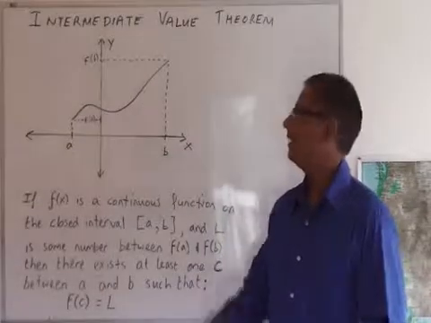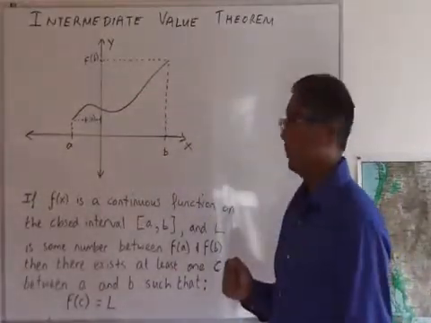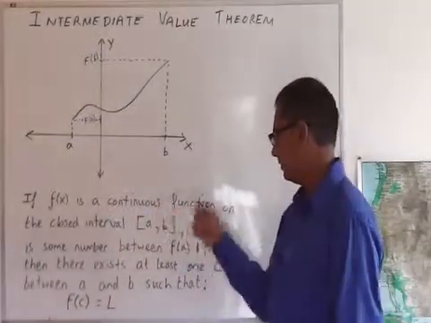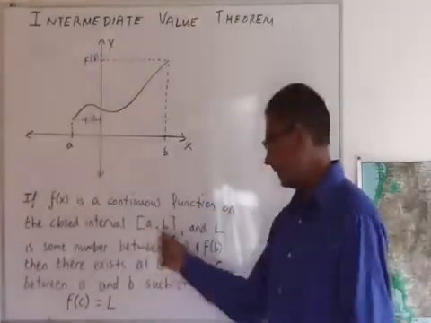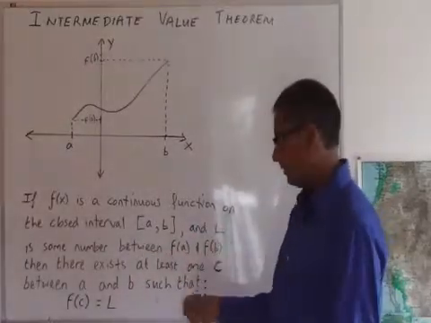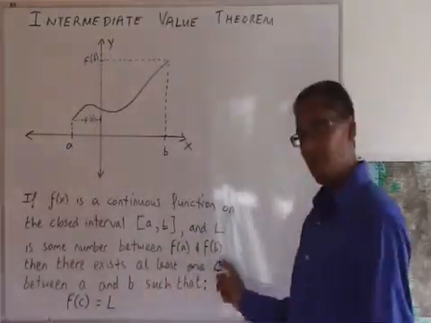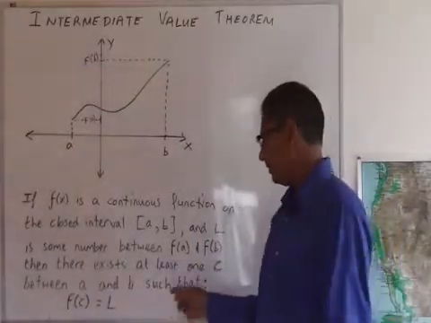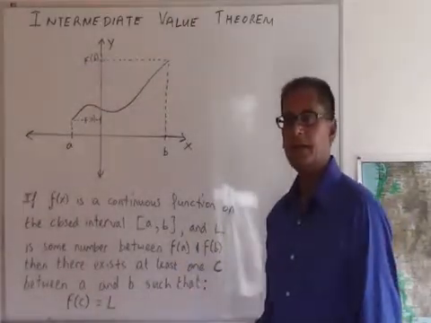Today we're going to discuss the intermediate value theorem. What that theorem says is, if f of x is a continuous function on the closed interval [a, b], and L is some number between f of a and f of b, then there exists at least one c between a and b such that f of c equals L.